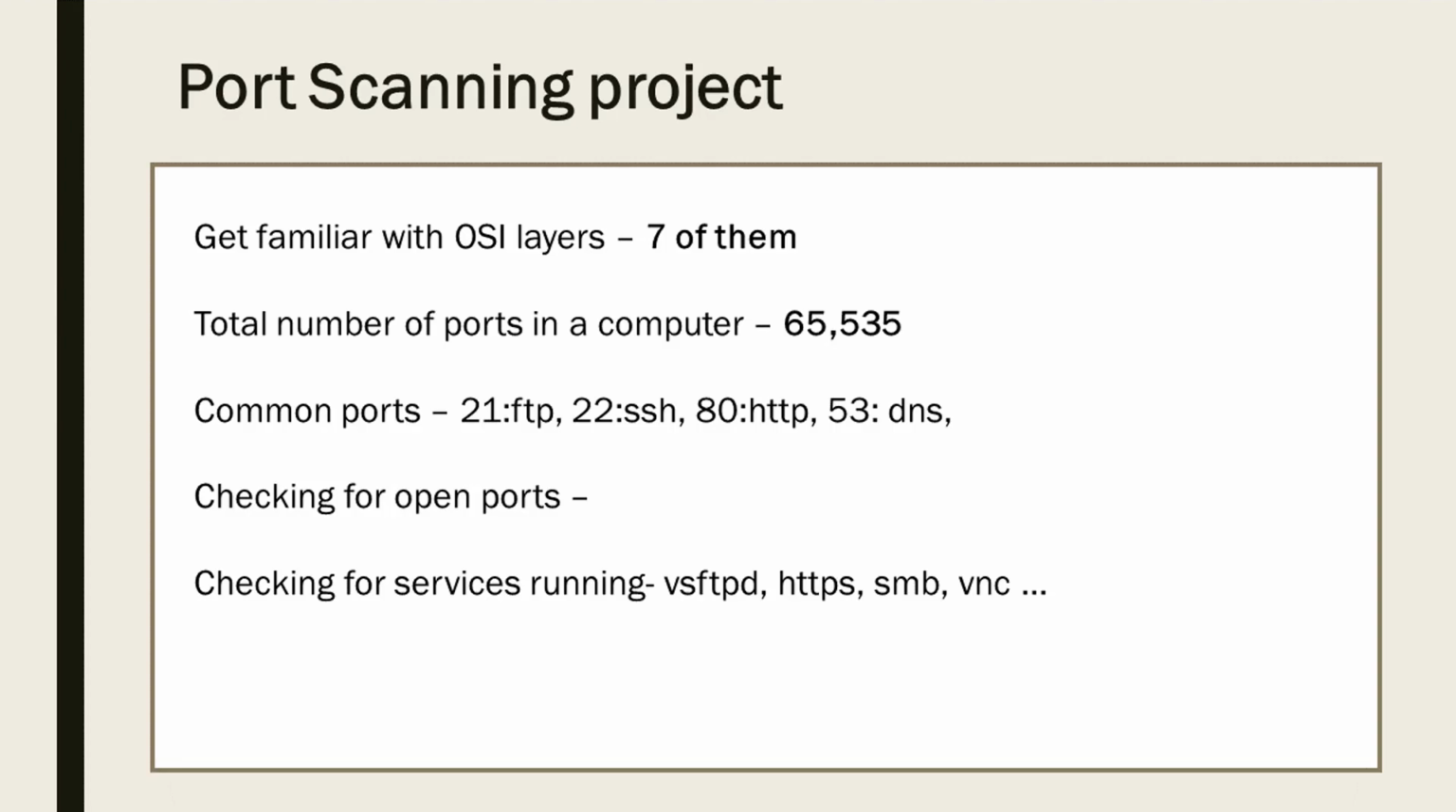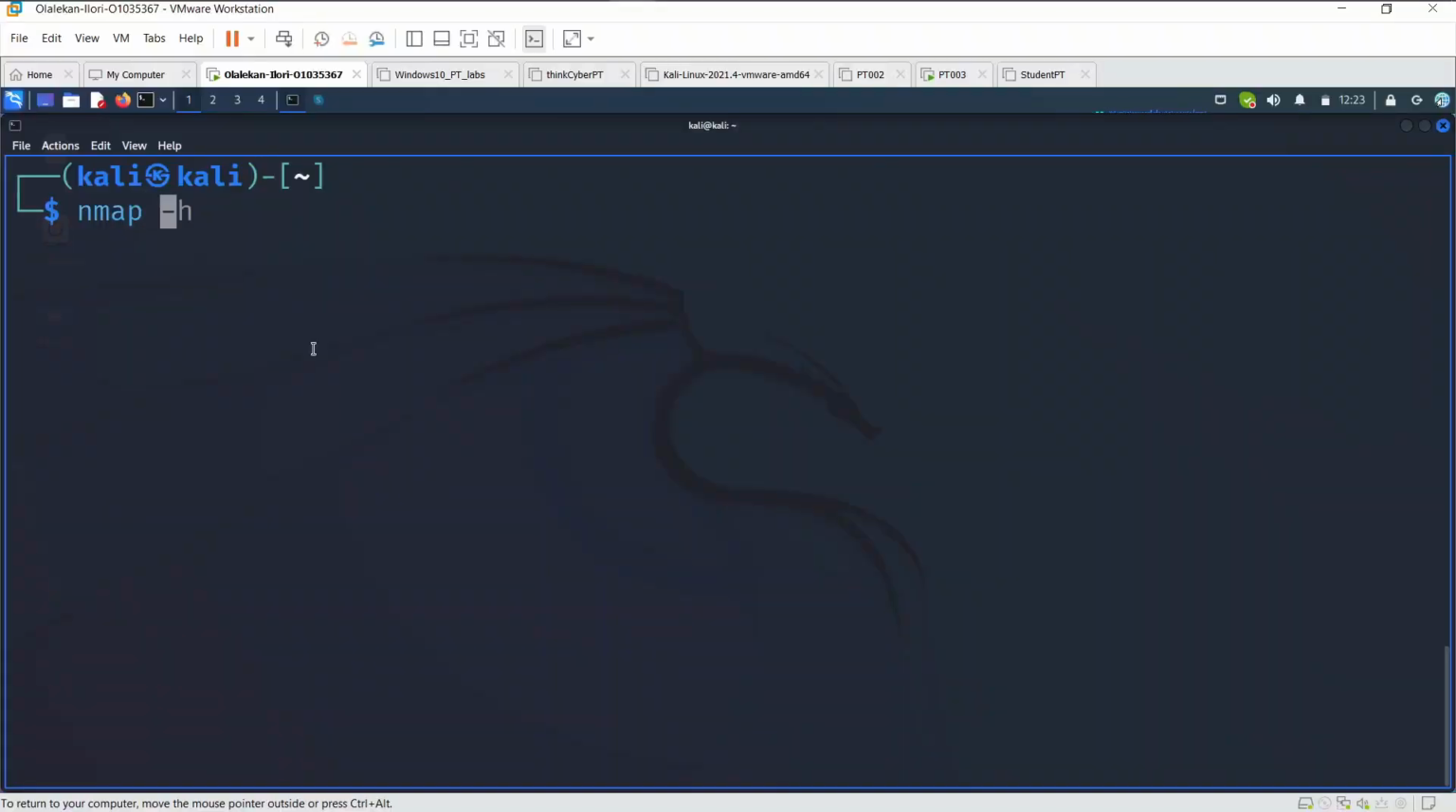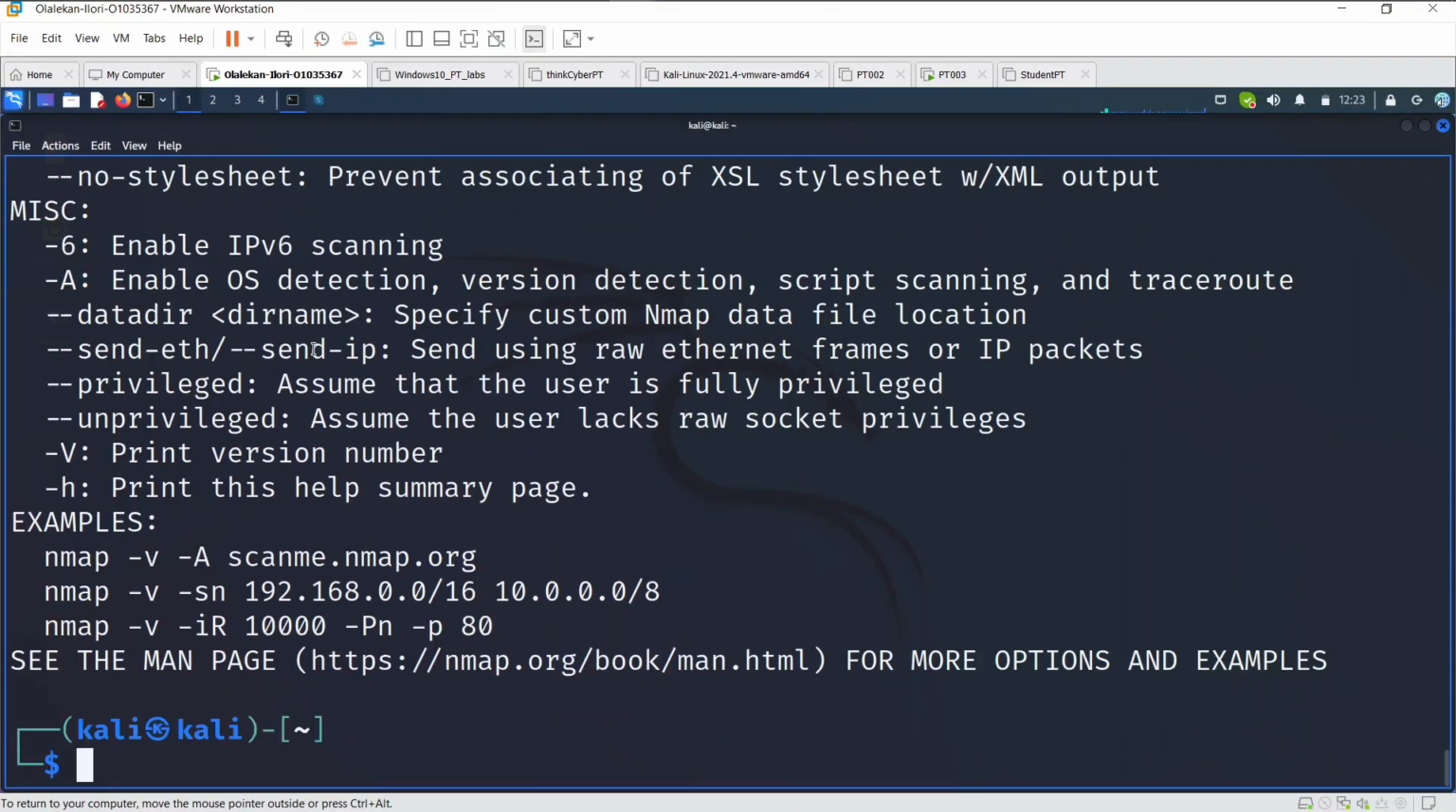Another thing you need to understand with port scanning is that you have to perform it on systems and networks that you have authorization for. Be mindful of legal and ethical considerations, because if you don't have authorization, you can be sued, you can be held liable for infringement on the confidentiality or the integrity of assets that people have on the network. This is why I'm going to be running this port scan in a controlled environment, which is your virtual machine. Nmap is the tool we're using for this port scanning project, and Nmap is a versatile tool with many advanced features.